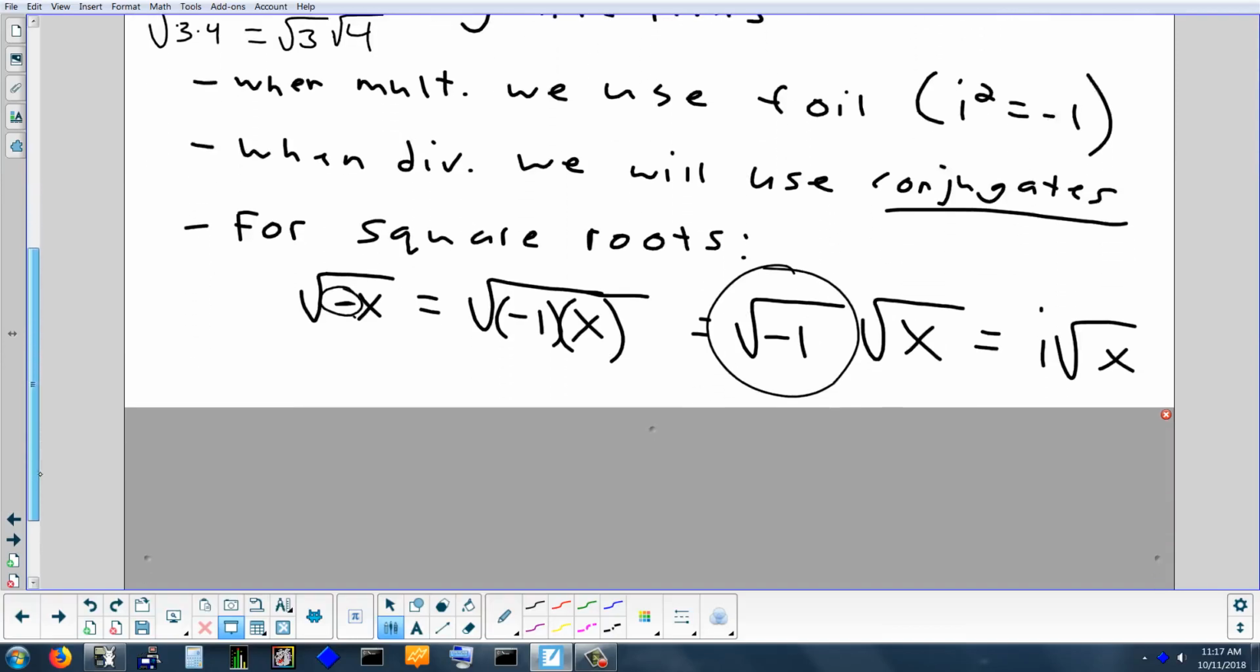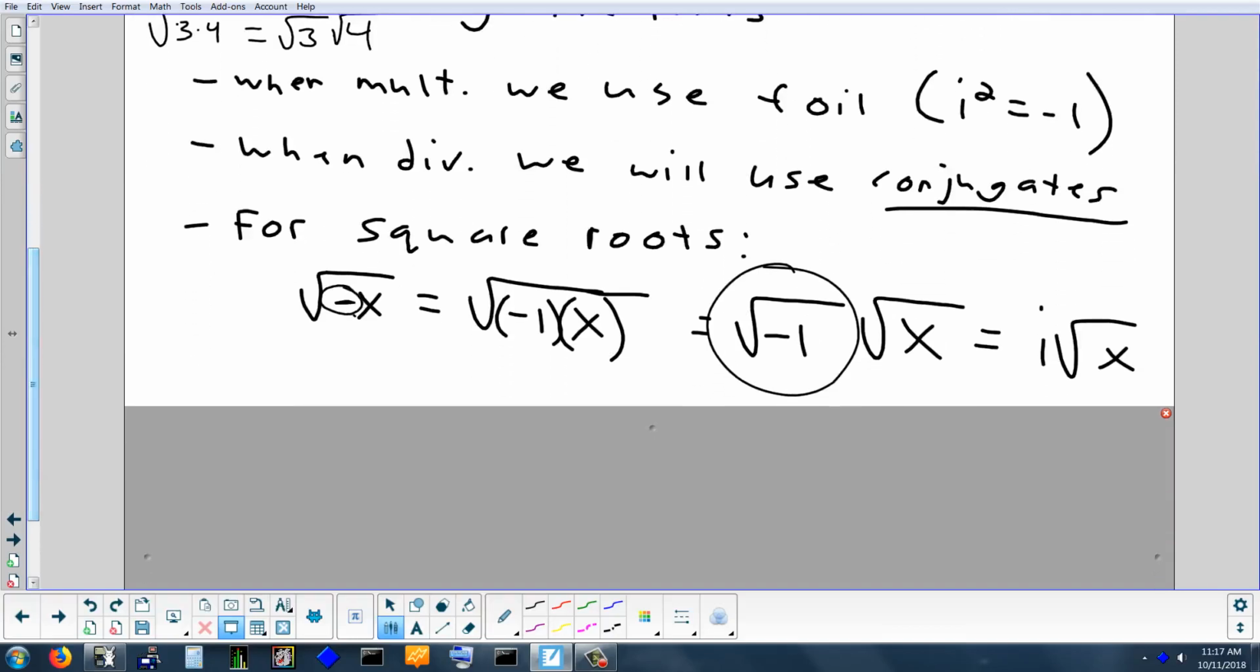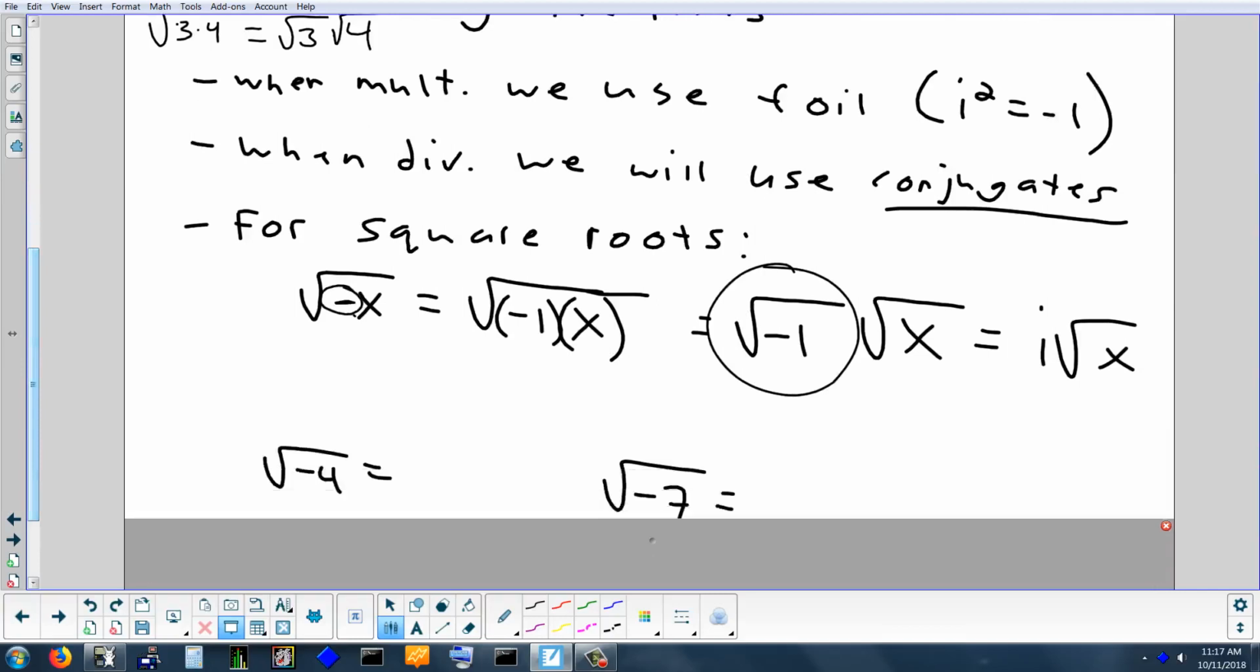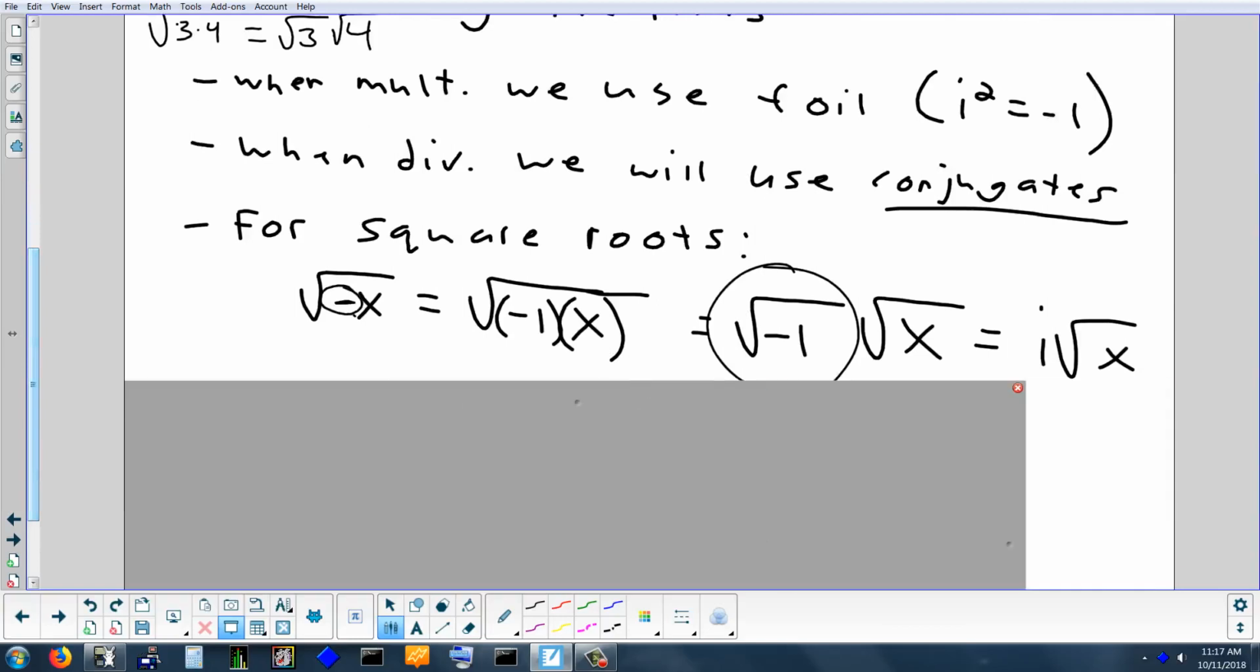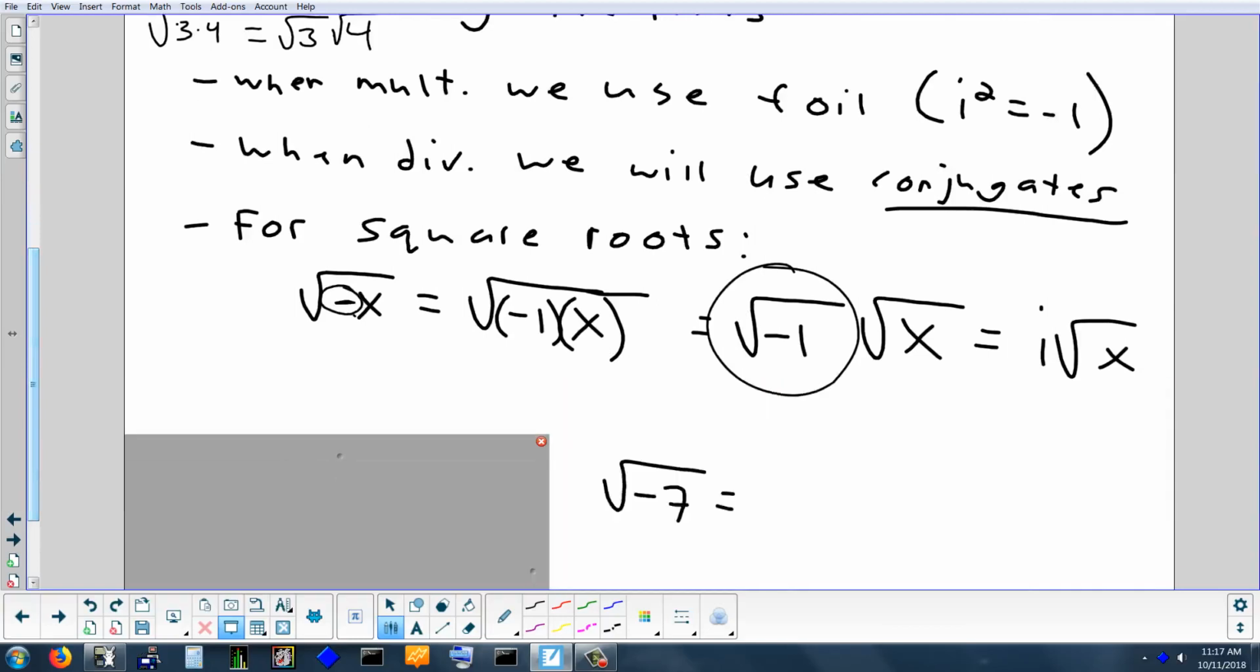Now, I'm going to show you a couple different examples, and we'll see what happens. Okay. Let's try the square root of -7 first. How would you write the square root of -7 without a negative under the root? Yeah, i squared to 7. Yeah. i square root of 7.